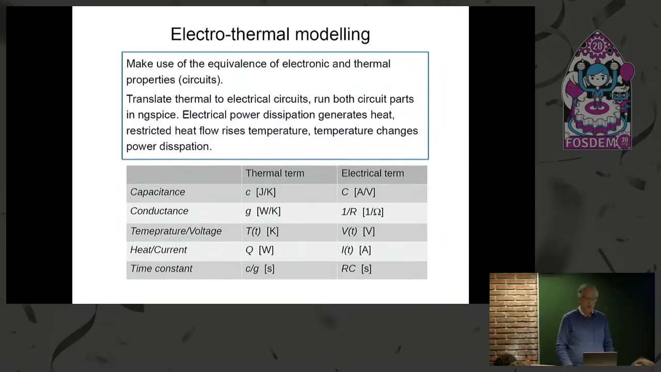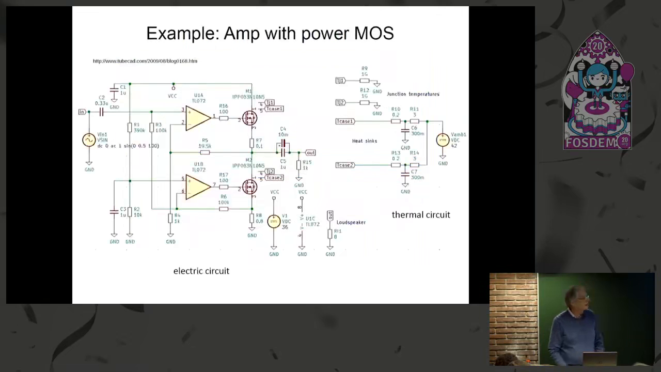And in the table you see the equivalence of electrical and thermal terms, like the heat capacitance, the capability of a material to store heat, similar to electrical capacitance. Or we have the thermal conductance. The heat flow is restricted somehow. It's the same or equivalent as a resistor for the electrical current. Yeah, and so because we can do electronic and thermal circuits at the same time, well, we can simulate them at the same time.